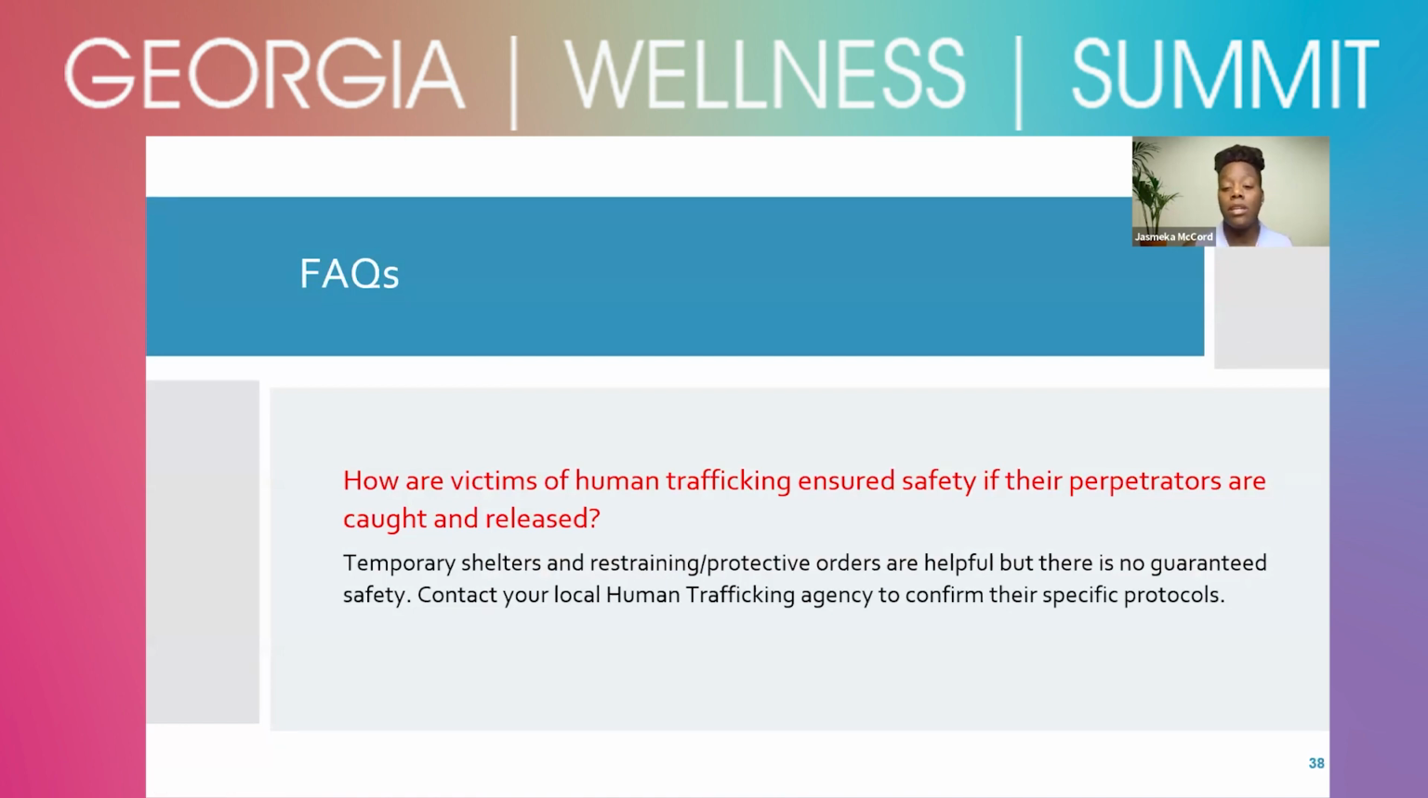Are victims of human trafficking ensured safety if their perpetrators are caught and released? Well, we have temporary shelters, housing, restraining and protective orders that may be helpful, but it is important to know that there's no guaranteed safety, okay? If these human trafficking victims are rescued, then we are going to contact our local human trafficking agency to confirm their specific protocols. We want to capture the perpetrators as quickly as possible, because we don't want them to follow through on their threats to harm their family members, to harm their loved ones. But we cannot guarantee that they will not do so.